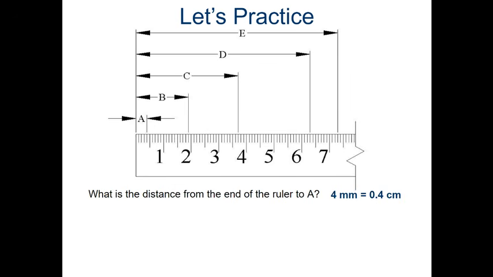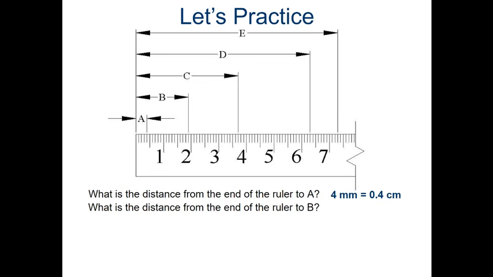So it's 4 millimeters. And if we look at the ruler, you can see that when you count over from the end, it's 1, 2, 3, 4. So how you're going to write that down is either 4 millimeters equals 0.4 centimeters.